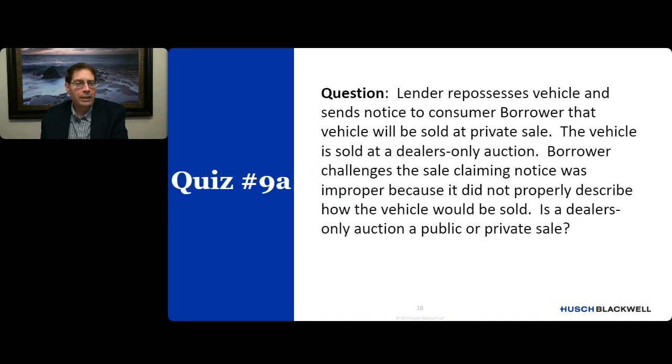So questions 9A and 9B actually come from the same case. In this situation, a lender repossesses a vehicle. They send a notice to the borrower, and this is a consumer, that it's going to be sold at a private sale. The vehicle is then sold at a dealers-only auction. And then the borrower challenges the sale, claiming that the notice was improper because it didn't properly describe how the vehicle would be sold. And so the question is, when you sell a vehicle at a dealers-only auction, is that a public or private sale for purposes of the UCC?